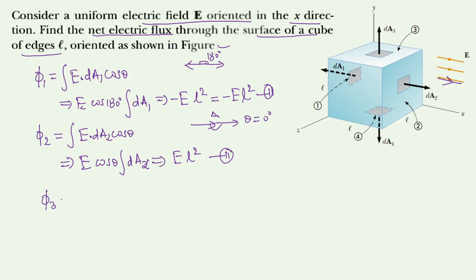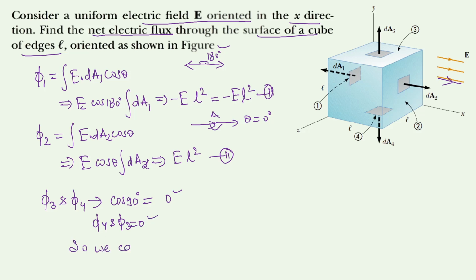Now we are going to see surface number 3 and surface number 4. In this case, the area vector and the electric field are perpendicular to each other. When they are perpendicular, theta is 90 degrees, so cos 90 is equal to 0. So from surface 3 and surface 4, the flux is equal to 0.